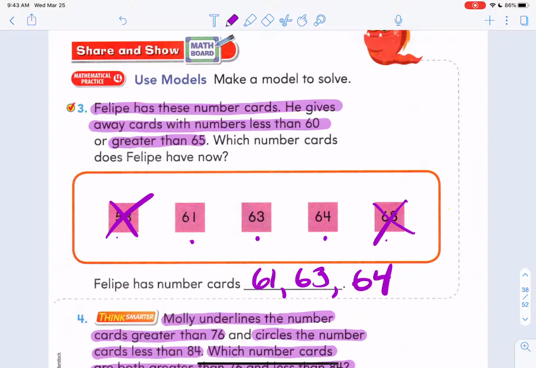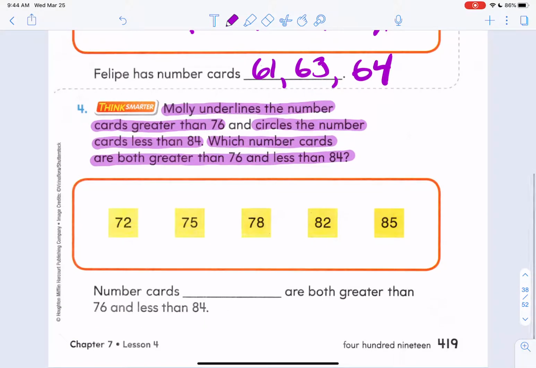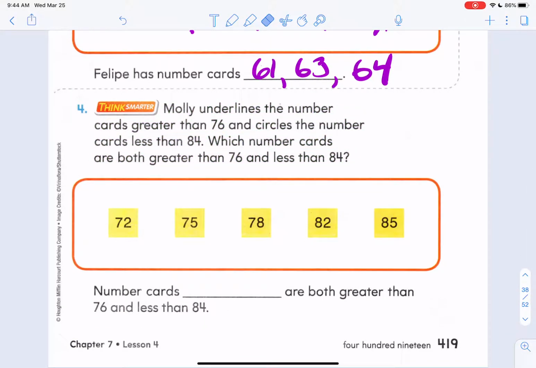How'd you do on that one? Okay, one last one. We can do this. Molly underlines the number cards greater than 76. Okay, let's start there. Greater than 76. No, that's less than. No, that's less than. Aha, 78 is greater than 76. 82 is greater than 76. And let's see, 85. Okay.